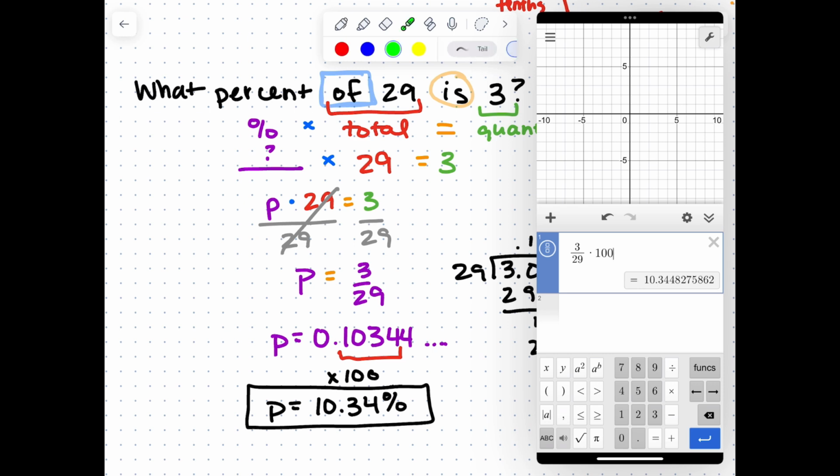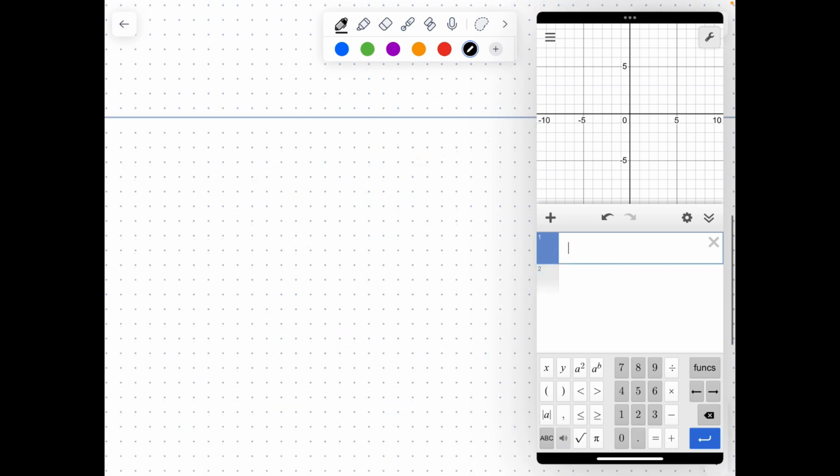Now, that was the long-winded version of this problem. We're going to do another one. It'll go a little more quickly now that we understand how to build our equations together. So here's one. What is 16% of 43? So pick out the things we know. I see is. There's my equal sign.